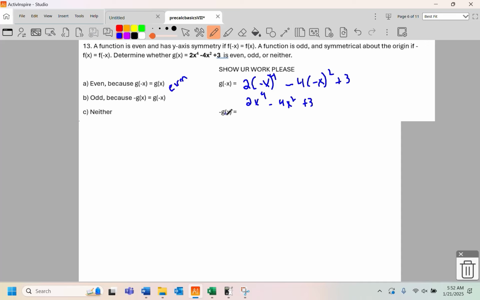I don't have to do the next step, but I'm going to because some of y'all don't quite know how to do it. G of negative x would be to take g of x and wrap it in a negative. Invoke the distributive property.